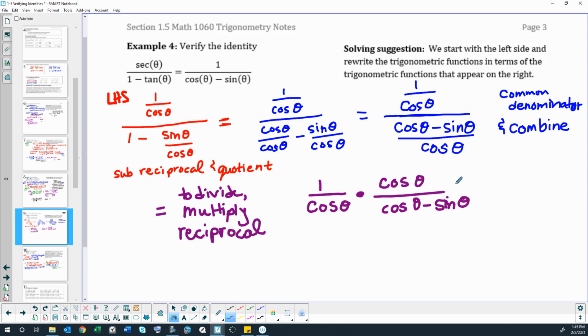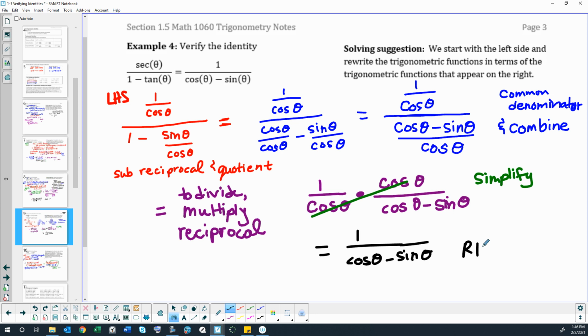Now, keeping in mind that when you multiply fractions like this, everything in the numerator multiplies together, everything in the denominator multiplies together. So that means that these will reduce. And that, my friends, leaves us with 1 over cosine theta minus sine theta, which is in fact our right-hand side.